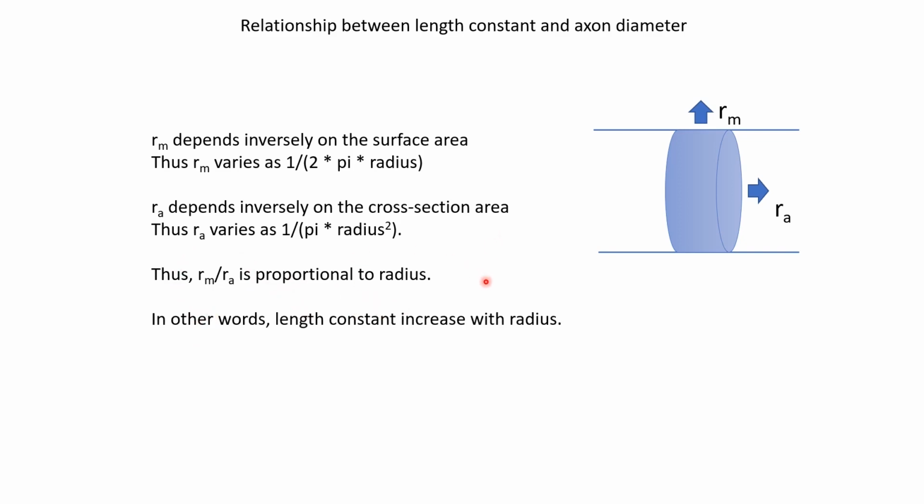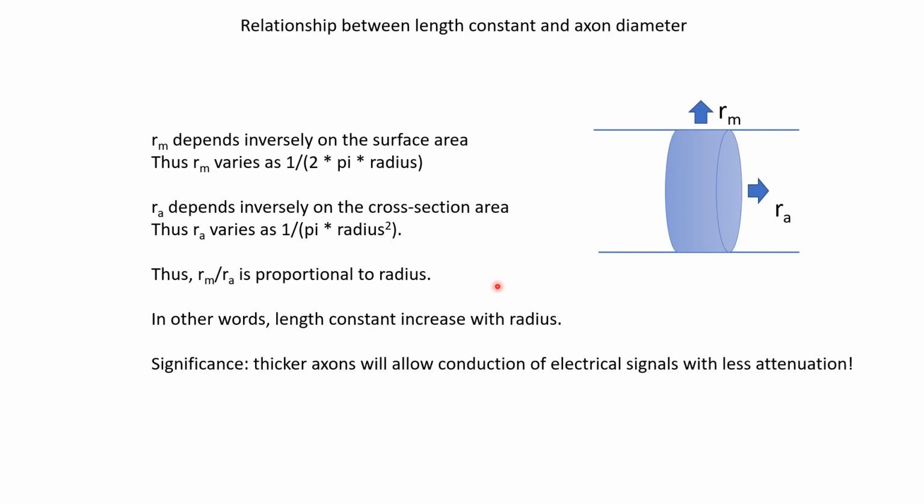So it still increases with radius. If you have a larger radius, you would have a larger value of length constant. And what that means is that thicker axons will have more length constant, and they will be able to conduct signal to a longer distance with less attenuation. So that's a good thing. We want the axons to carry the signals to longer distances with less attenuation, with less leakage. So we would want neurons that have larger length constants, and we can achieve that by having a larger diameter.